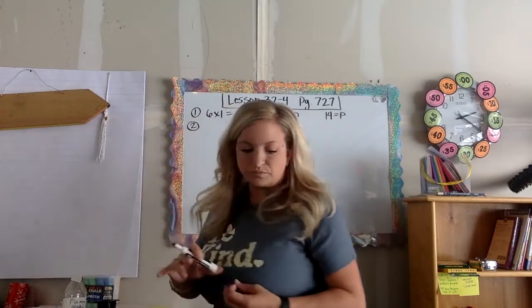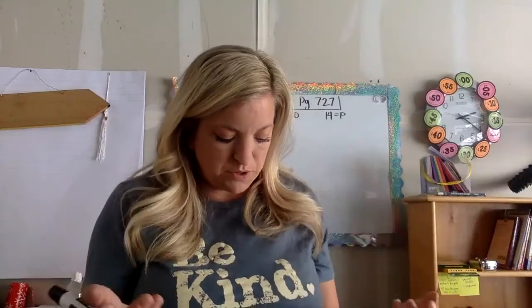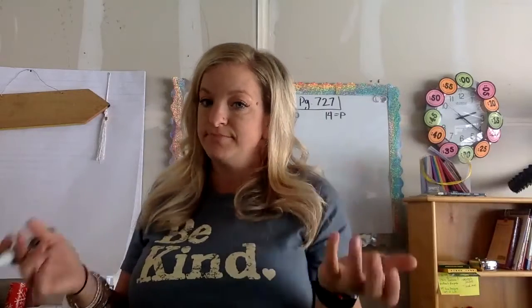Number 2. Draw a different rectangle that has a perimeter of 14 feet. Write the length, width, and area in the table. So we need a perimeter of 14 feet. So that means if we take the perimeter and we cut it in half, both of those sides need to add up to half of the perimeter. Well, the perimeter is 14, so half of 14 is going to be 7.